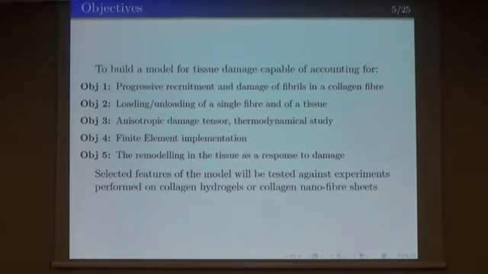So the objective of this study is to build a model for tissue damage that takes into account progressive recruitment and damage of the fibrils inside the collagen fiber, and loading and unloading of a single fiber or of a tissue. Other things we want to do are to study the thermodynamics of the problem, and look at the anisotropic damage tensor to see if there is a tensor that can describe this damage process. As I said, Amir is working on the finite element implementation, and then in our dreams, we would like to also study remodeling as a response of the tissue to damage.